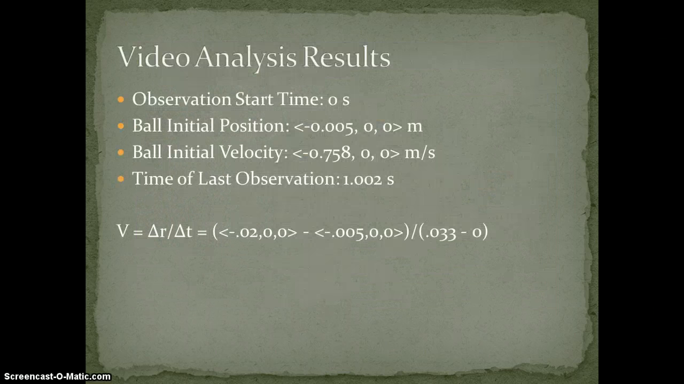The video that I used was a Lysol can moving across a table at constant velocity. From this video, I analyzed some results. The start time was at 0 seconds and the last time was 1.002 seconds. I was able to find the initial position of the can from Tracker with the values that were given. The ball initial velocity was calculated from the formula velocity equals change in position divided by change in time, with all the values taken from Tracker and the values that were given.